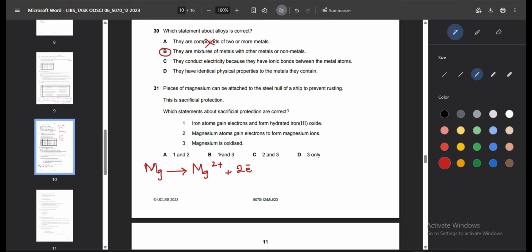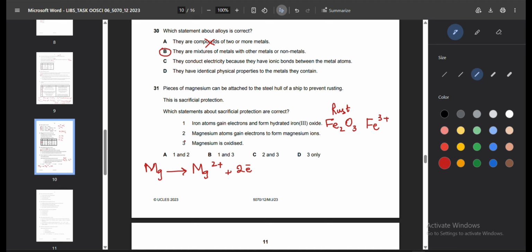Okay, so the first statement is that iron gains electrons and forms hydrated iron 3 oxide. Hydrated iron 3 oxide is Fe2O3, which is called the rust, and this is formed when iron changes into iron 3 ions by losing electrons. So that does not happen, because in sacrificial protection iron is protected and it does not rust.